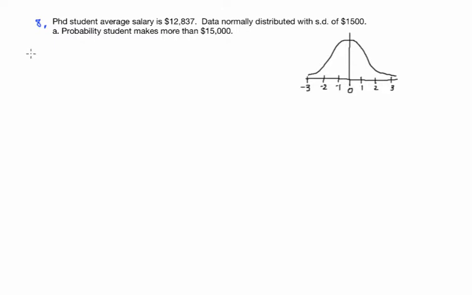PhD student average salary, so average mean is 12,837. Data is normally distributed, so that means it has the shape of the bell curve with the standard deviation of 1,500. I want to know what's the probability that the student makes more than, or the data value is more than 15,000.